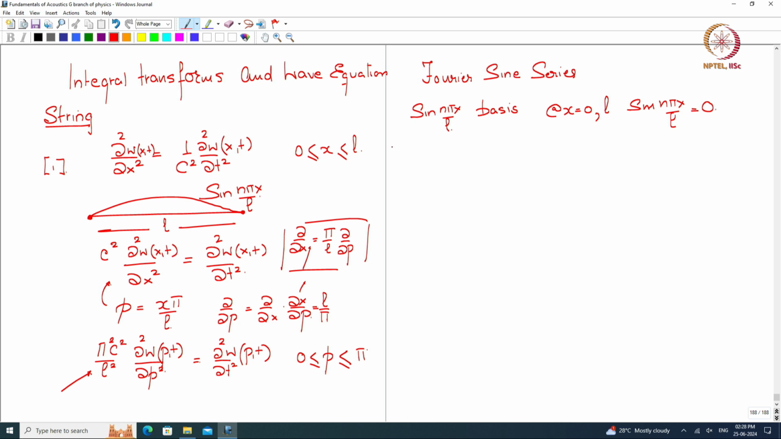So now we go to the sine series. That means my W of P comma T is now represented in the form of twice by pi summation n going from 1 to infinity of some coefficient times sine n pi x by L. We are not going to write it in terms of x now, we will write it as sine nP.